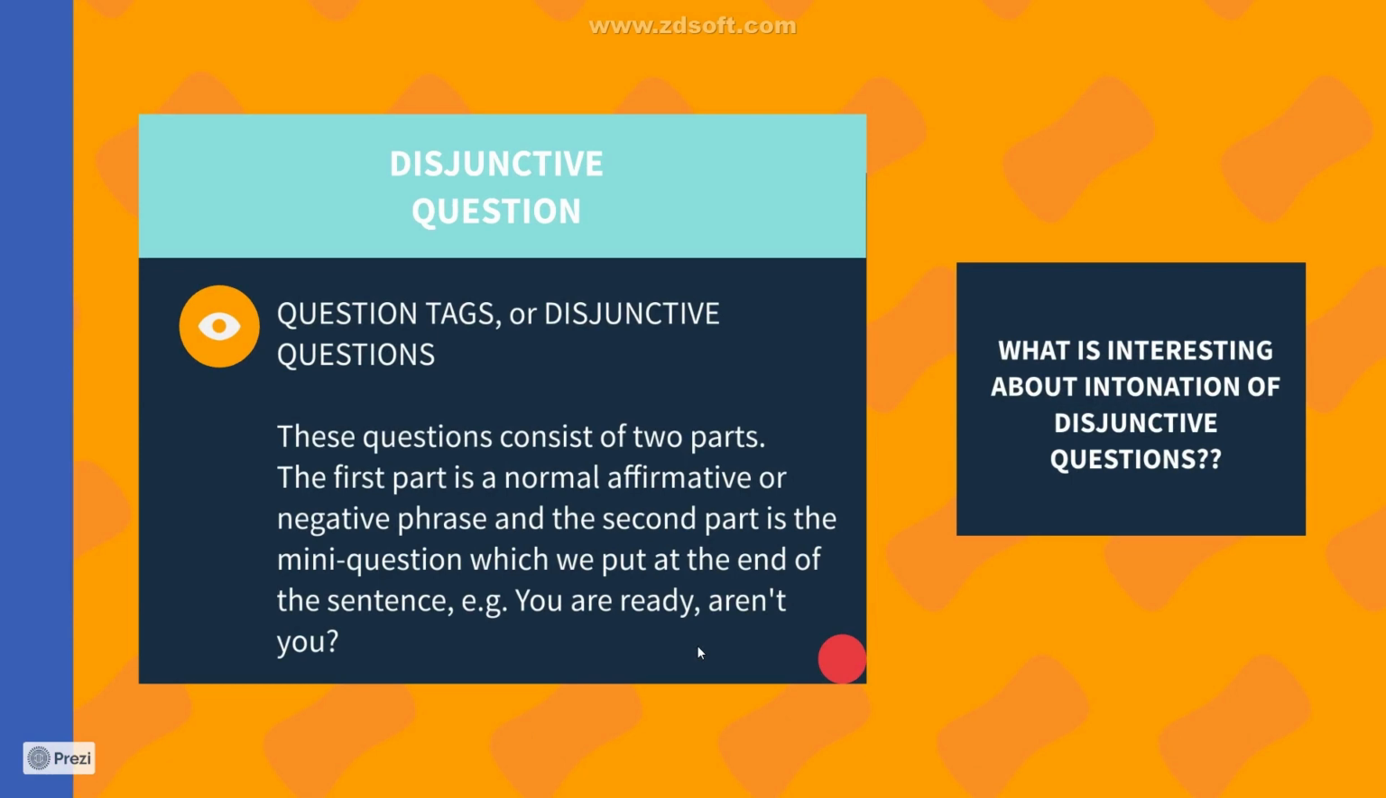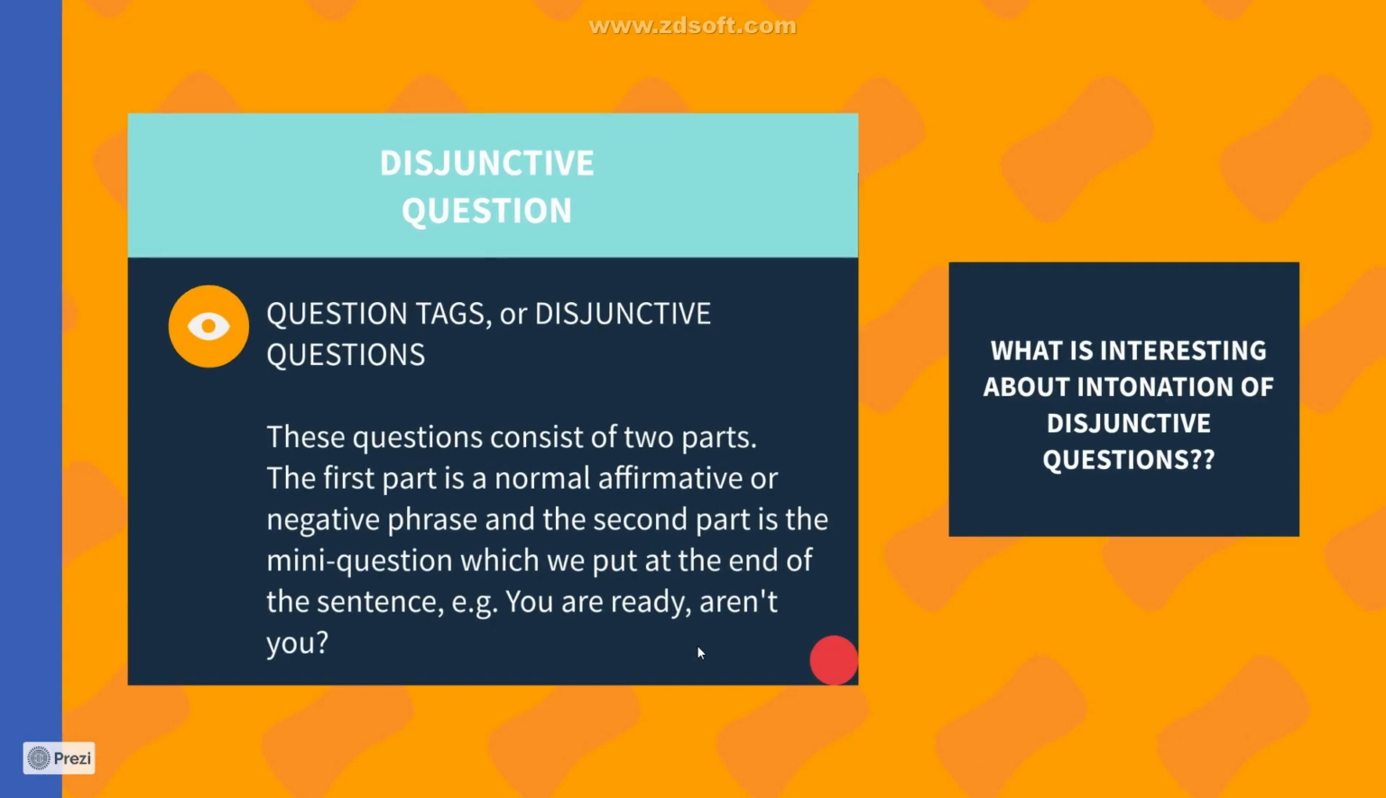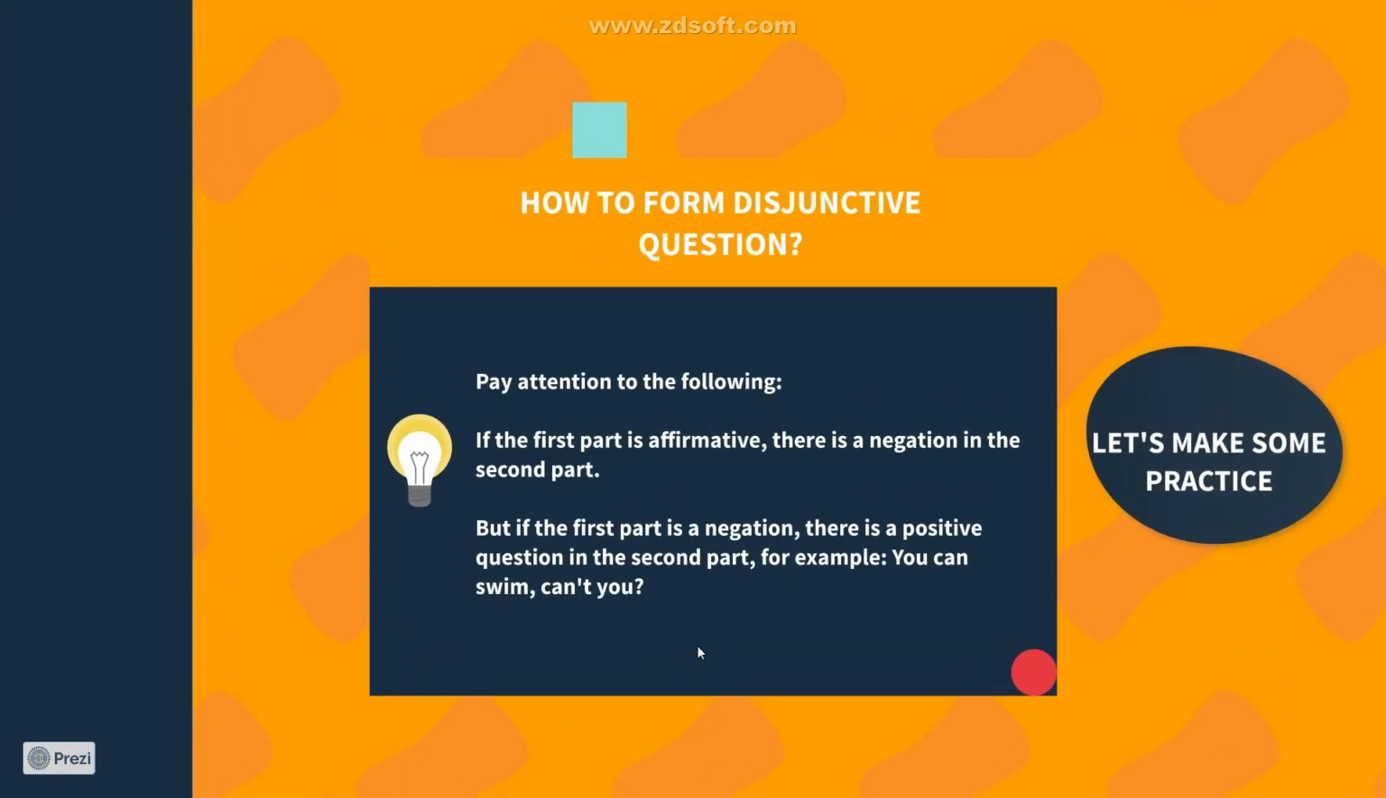This type of question consists of two parts. The first part is a normal affirmative or negative phrase, and the second part is a mini question which we put at the end of the sentence. For example, you are ready, aren't you? So, what is interesting about the intonation of disjunctive questions? We should pay attention to the following information. If the first part is affirmative, there is a negation in the second part. But if the first part is a negation, there is a positive question in the second part. For example, you can swim, can't you?